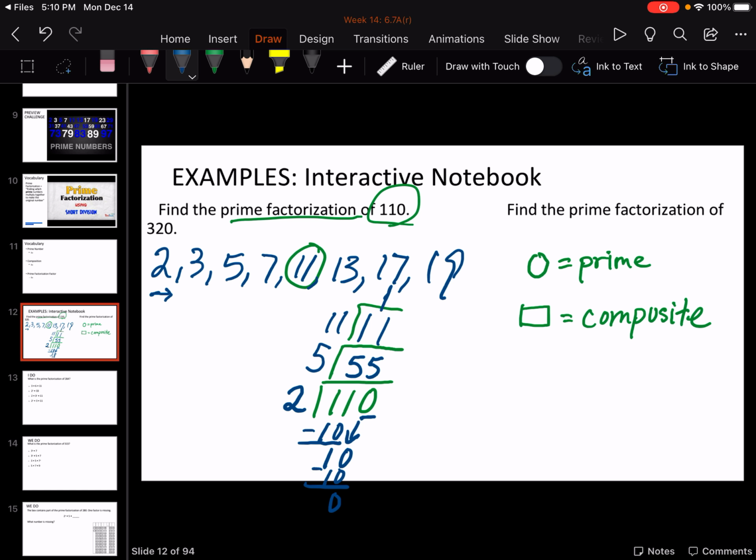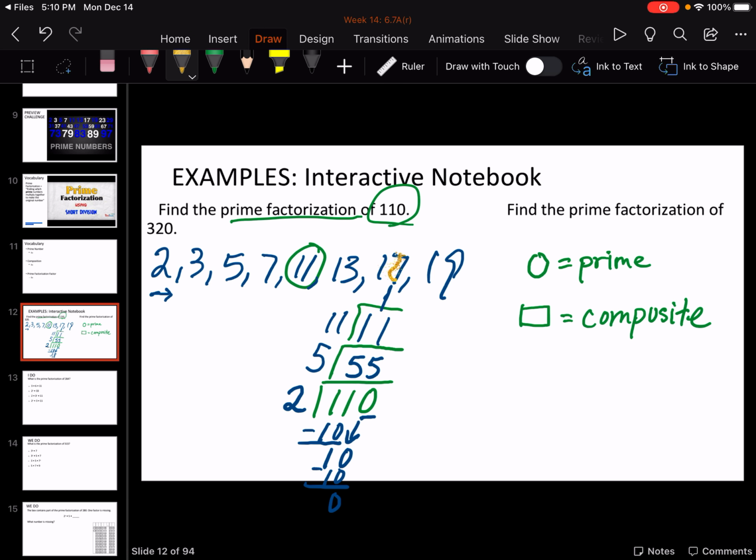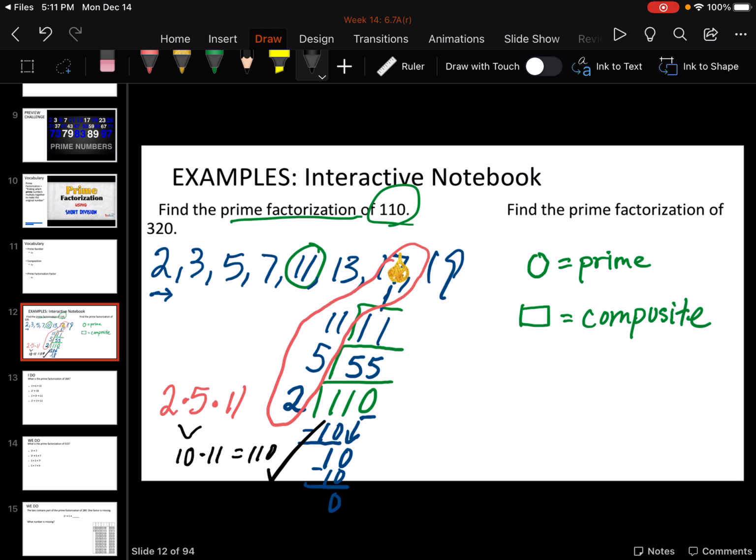And it sort of looks like a little, what should we say? A candle, right? Like a little candle. Like what our other math teacher taught us, 1 and done. So we simplified this as 2 times 5 times 11. And like I said, to check our work, 2 times 5 is 10, times 11 gives us 110. So it is right.